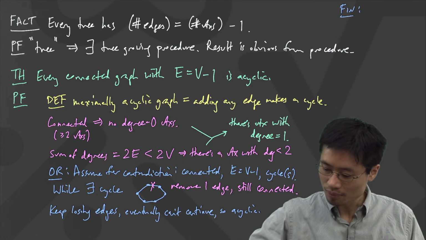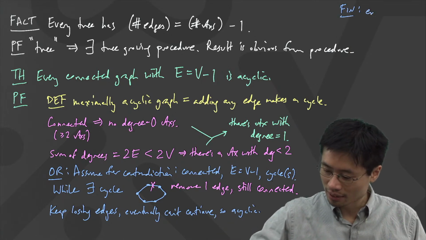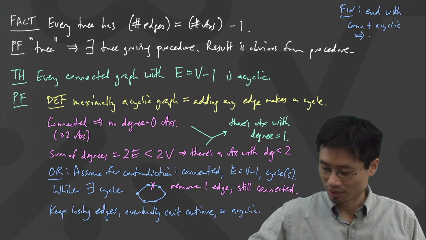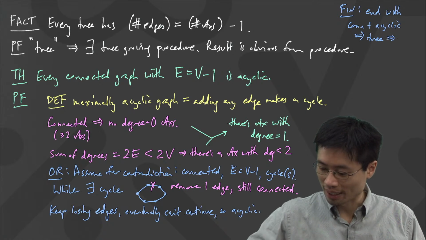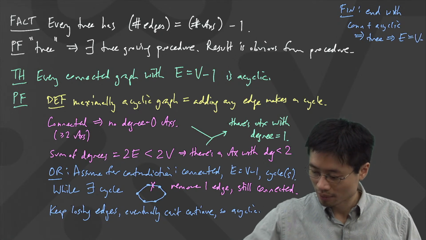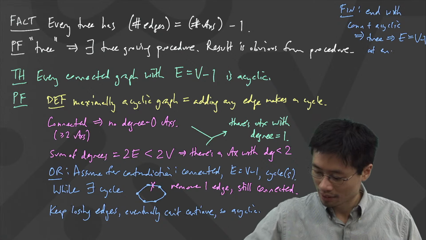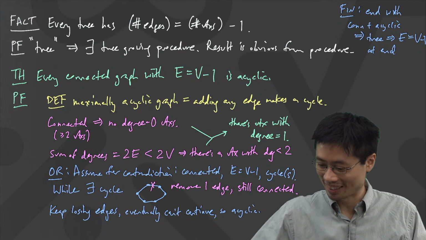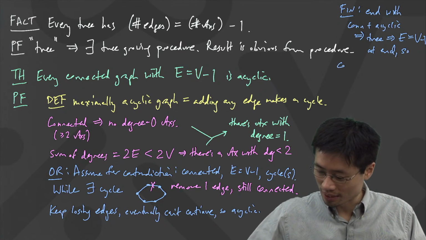What happens here is that you end with connected plus acyclic, and that implies that it is a tree. And that implies at the end E equals V minus 1. At the end. And so you better not have done anything, because you started off with E equals V minus 1. So you couldn't have deleted anything.